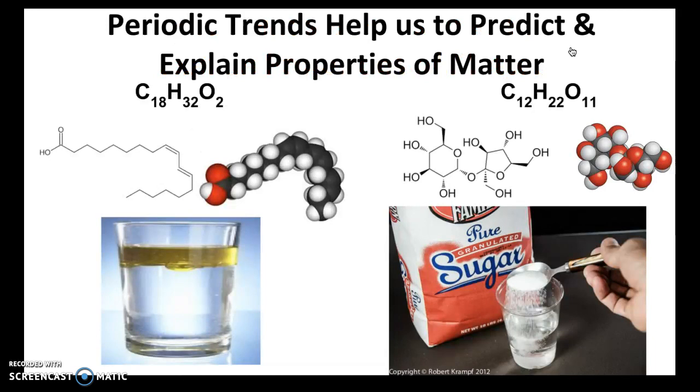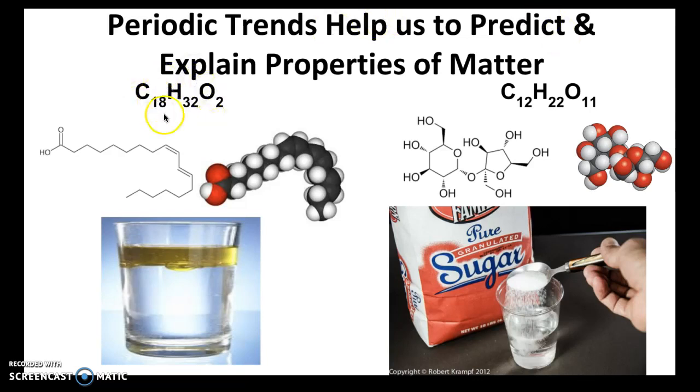All right, in the 3.1 video, we learned about periodic trends, and we said that one of the reasons why periodic trends are important is because they help us to predict and explain properties of matter. For example, oil is not soluble in water, but sugar is. So how could we determine that from the chemical formula?